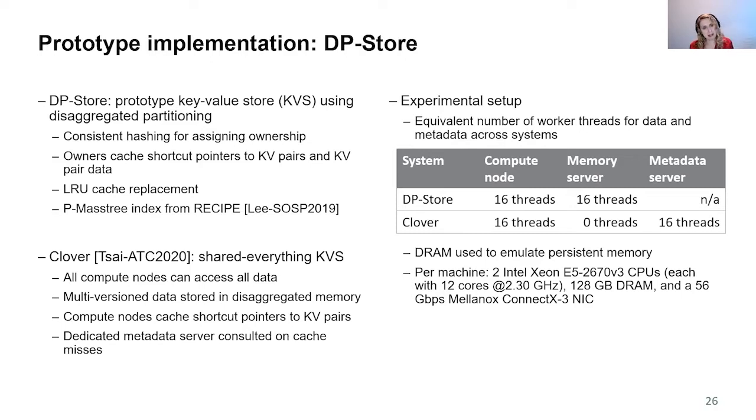Now, our comparison is against a system called Clover, which was published in USENIX ATC in 2020. Clover is a shared-everything system where all the compute nodes can access all of the data, both read and write. Because of that concurrent sharing, they employ a multi-versioned data solution in the disaggregated memory. Because there can be multiple updaters, compute nodes only cache the pointers to the key value pairs, not the data itself. In the event of a cache miss, the compute nodes contact a metadata server for help locating the data that they care about.